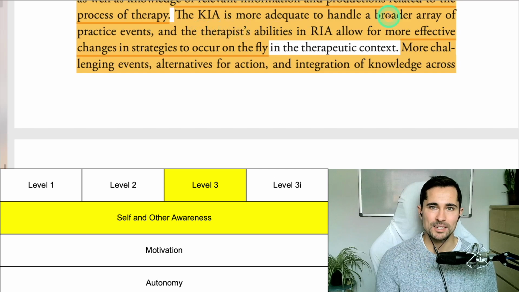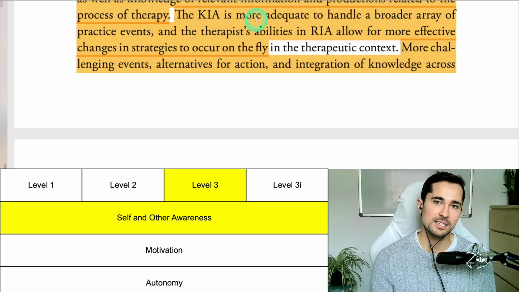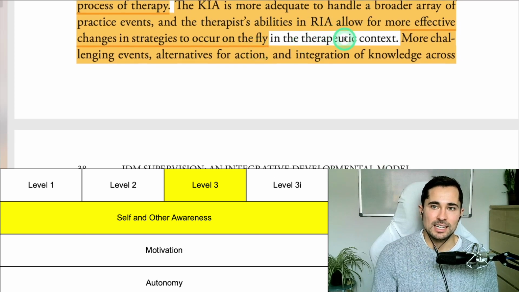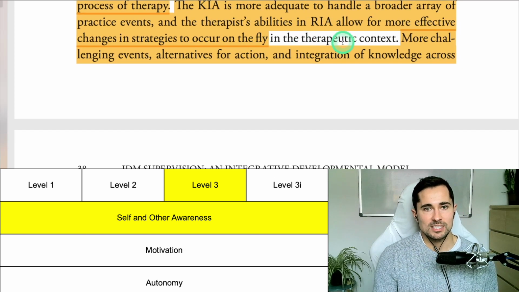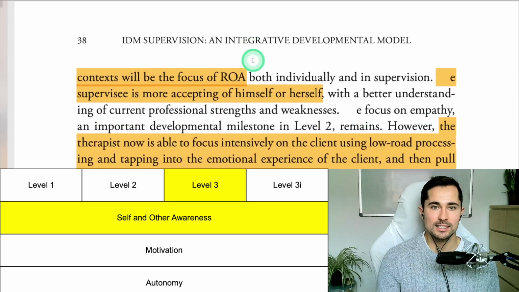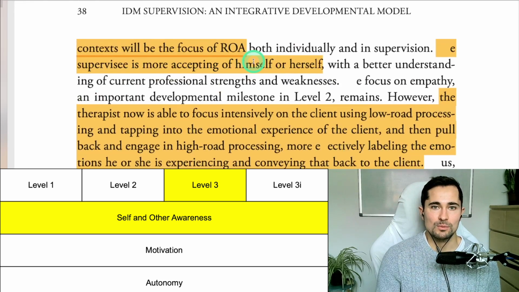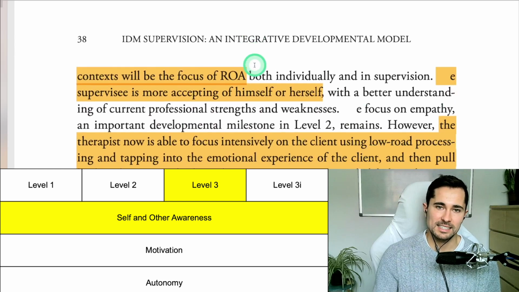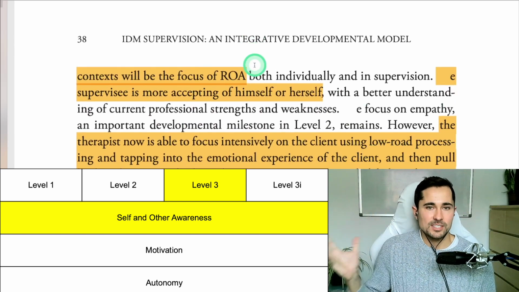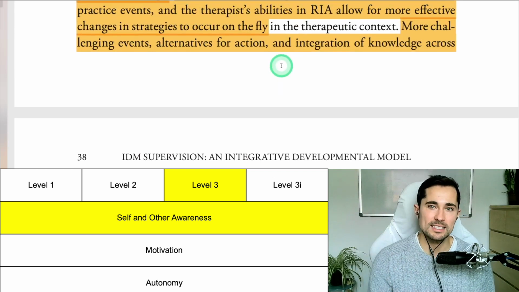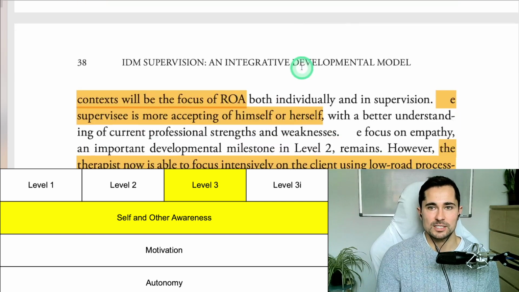Knowledge in action is more adequate to handle a broader array of practice events, and the therapist's abilities in reflection in action allow for more effective changes in strategies to occur on the fly. More challenging events, alternatives for action, and integration of knowledge across contexts will be the focus of reflection on action. So reflecting outside of session in supervision will be focused on much more difficult things now, more difficult challenges.